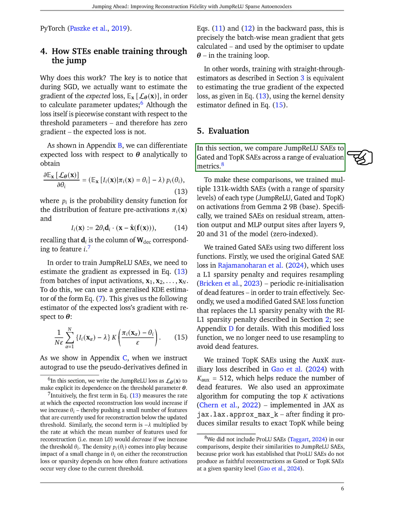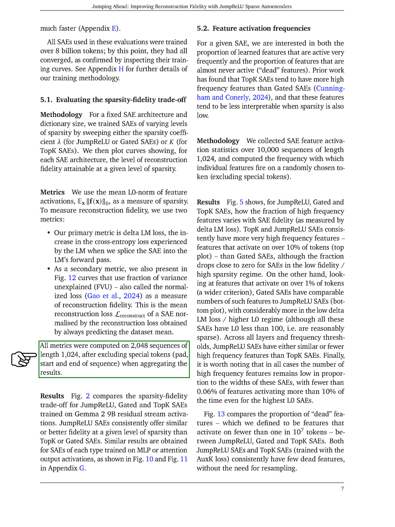For our metrics, we used the mean L0 norm of feature activations as a measure of sparsity. To assess reconstruction fidelity, we focused on two metrics, with our primary one being the delta LM loss, which indicates the increase in reconstruction loss when we always predict the dataset mean. We computed all metrics on 2048 sequences of length 1024, ensuring we excluded special tokens when aggregating the results.